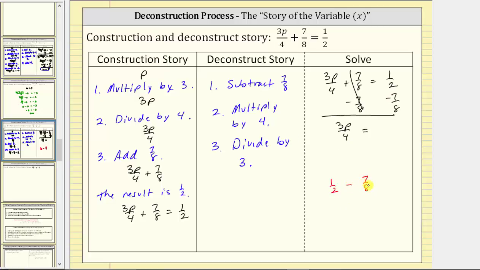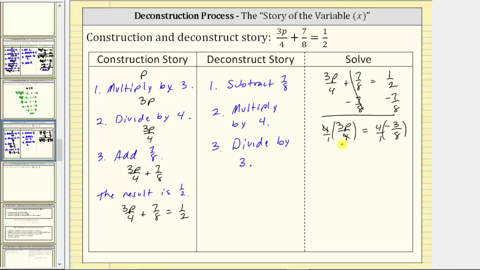minus 7/8. The least common denominator is 8, which means you need to multiply the numerator and denominator of 1/2 by 4. This gives us 4/8 minus 7/8, which is equal to negative 3/8. So the left side of the equation is now negative 3/8. Step 2 in the deconstruct story is to multiply both sides by 4. So you multiply the left side by 4 and the right side by 4. If it's helpful, we can write 4 as 4 over 1, since both the left and right side of the equation are fractions.